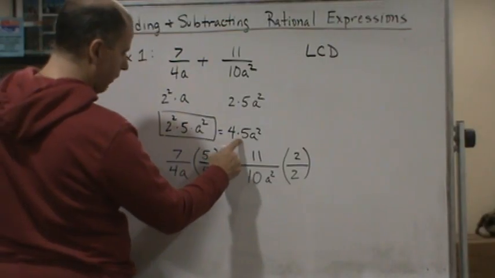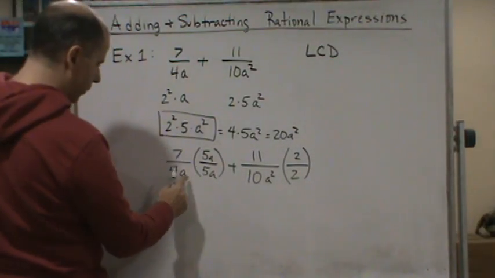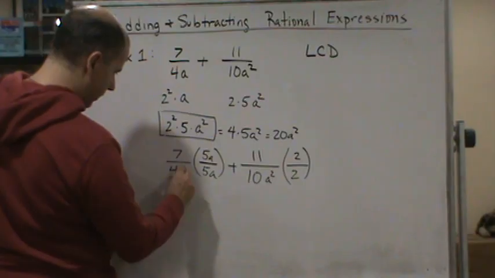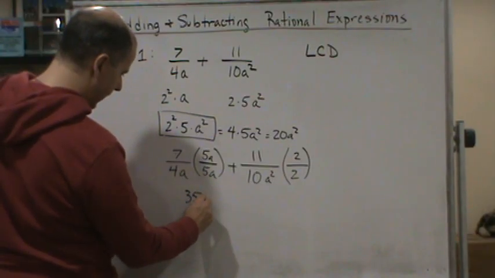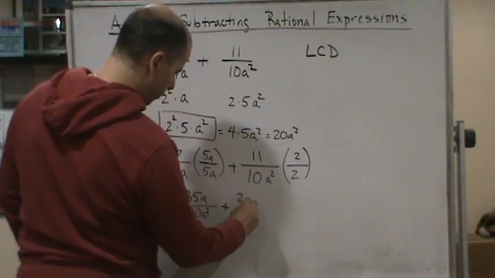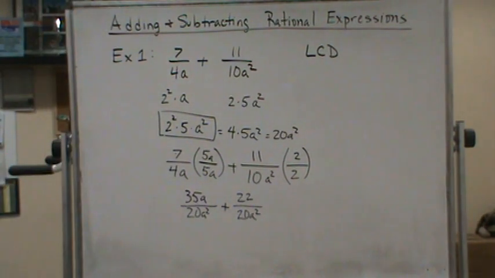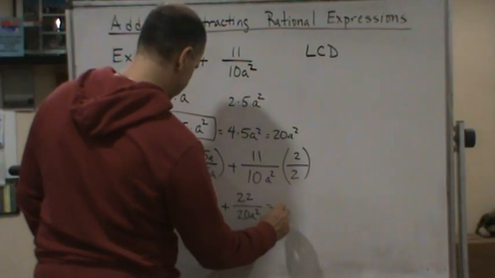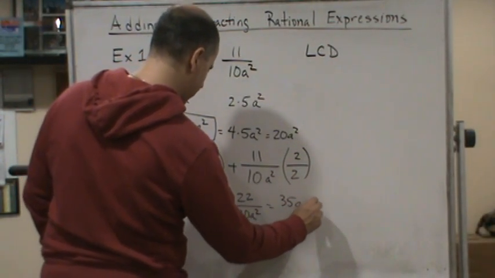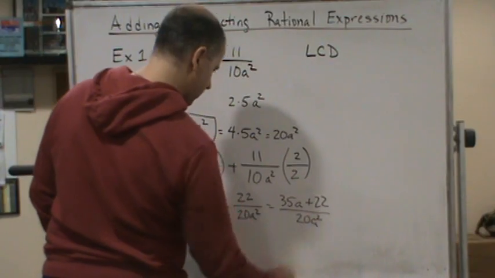We need to get 20a squared on the bottom. So if I do here, this gives me what? 7 times 5 is 35, so that gives me 35a over 20a squared plus 22 over 20a squared. Now I have two fractions with common denominators that I now can add across the top and keep the bottom. Right? So now it's just going to be 35a plus 22 all over 20a squared.